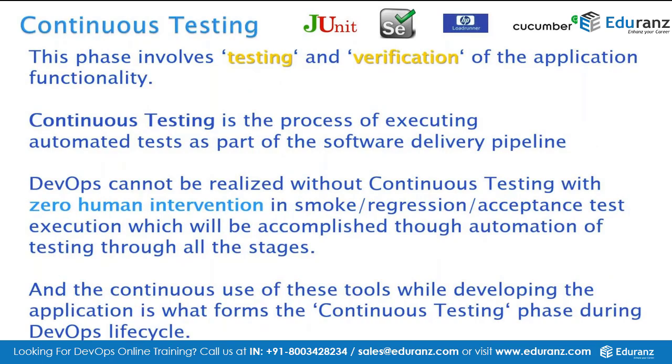So continuous testing is a phase which involves testing and verification of the application functionality. We know what testing is. We need to properly test the application. Continuous testing is the process of executing automated tests as part of the software delivery pipeline. I don't want any manual testing to be happening. I want every test to be automated, and not just automated. I don't even want a person to go and click on the run button. I am automatically going to invoke it.